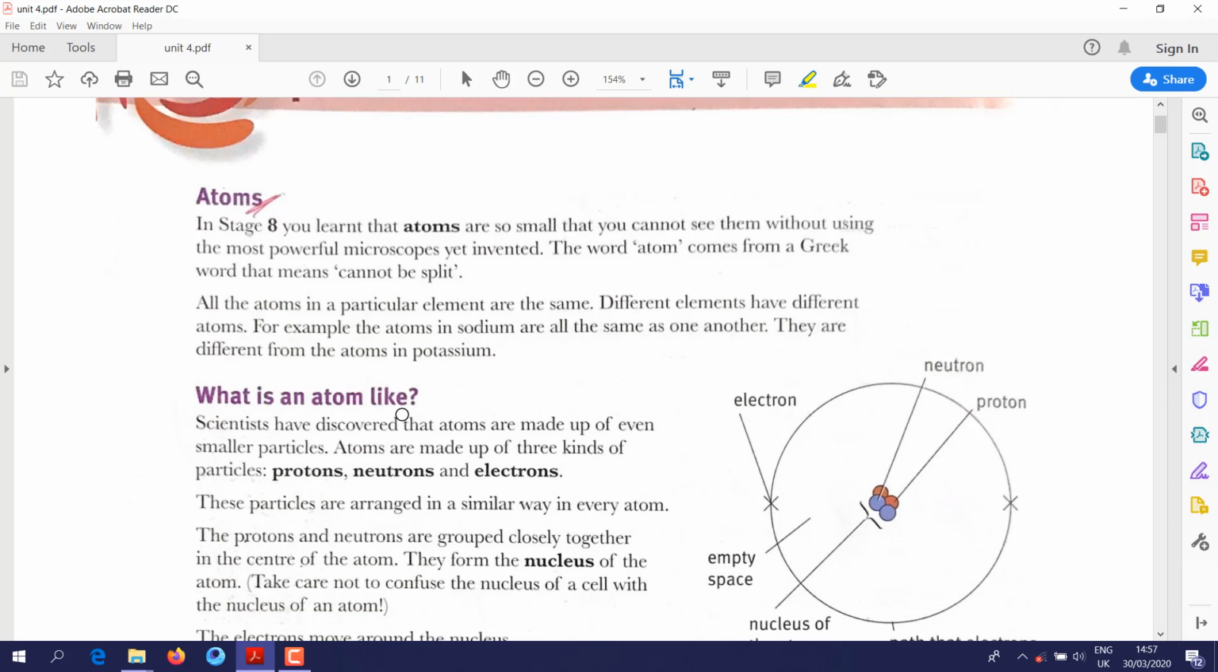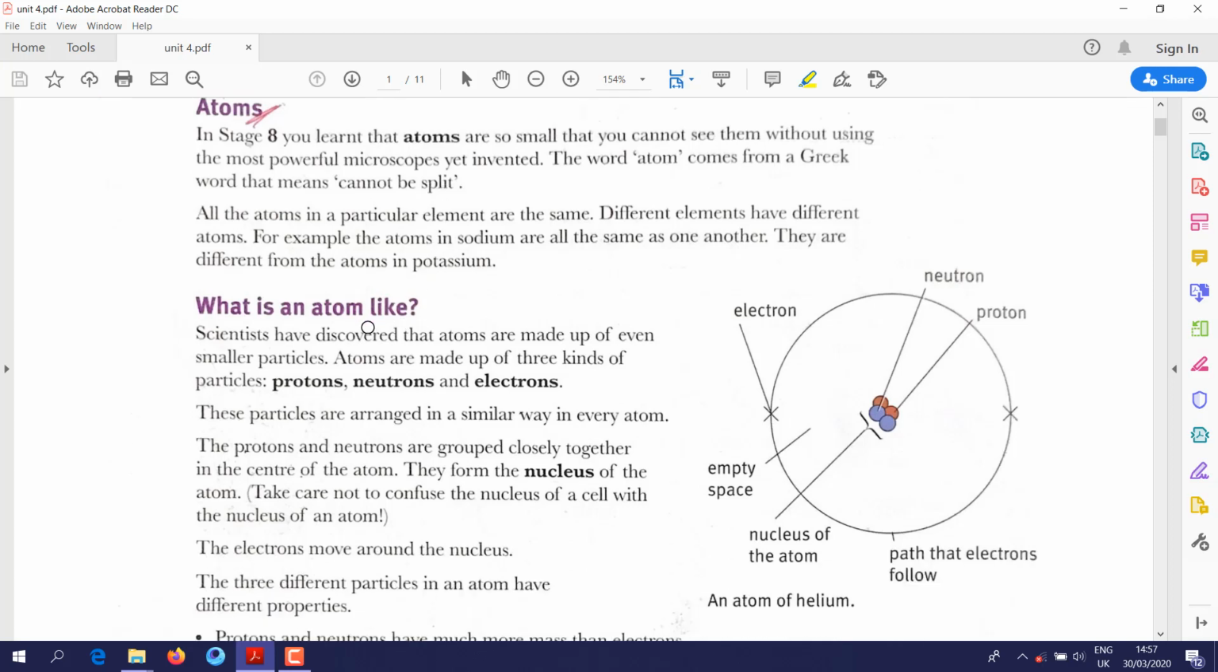Atom, as you studied in grade 8, we said an atom is the smallest unit that can exist in the universe. Firstly, what is an atom like?